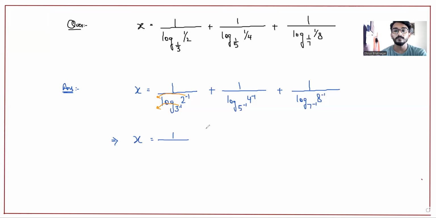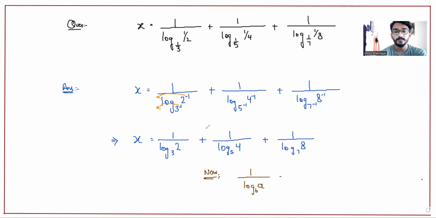So when you take the power outside, that is minus 1 and minus 1, they will get cancelled out. So you are just left with log 2 base 3. Similarly, log 4 base 5 and log 8 base 7. I hope this step is clear. Now, there is a fundamental in the log properties that 1 upon log a base b equals log b base a.